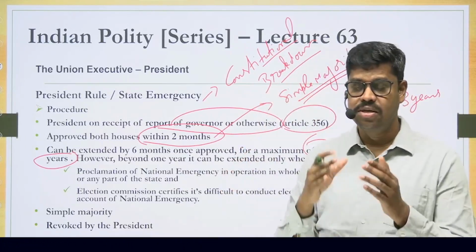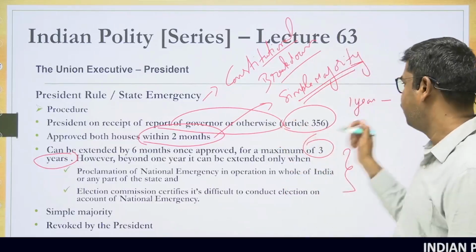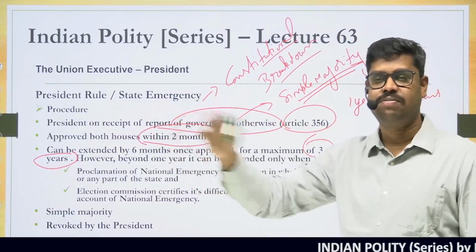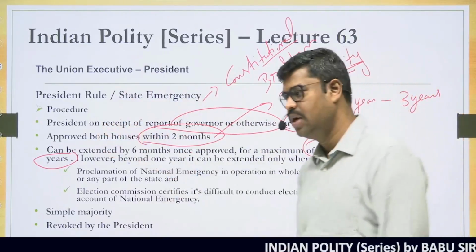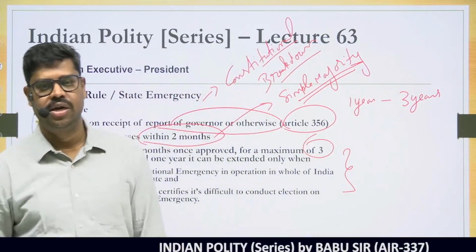So if these two conditions are satisfied, then President's Rule can be imposed for another 6 months, another 6 months, another 6 months, another 6 months. But how long can it be extended? It can be extended up to a maximum of 3 years. So that's a basic understanding you should have.